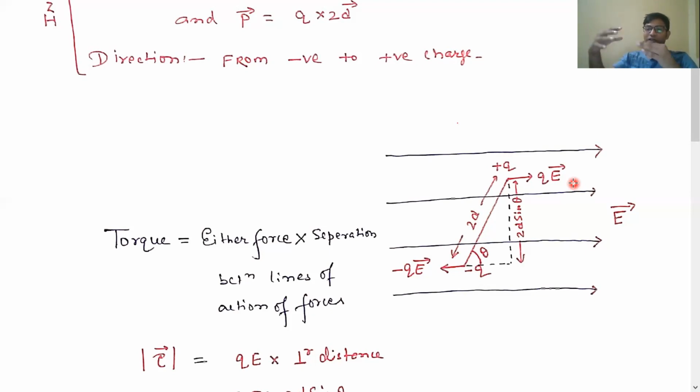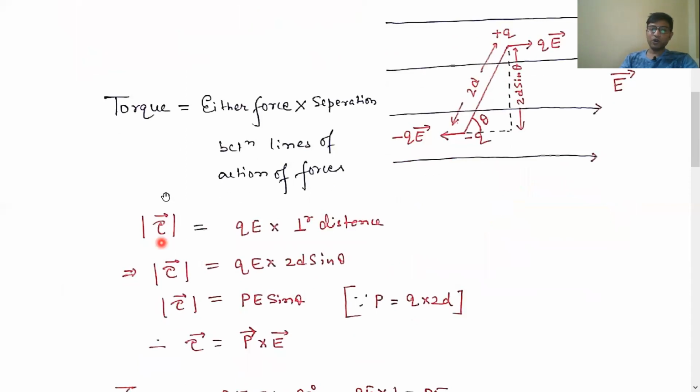They cause a turning effect, and this is why a torque will act over here and will try to align the dipole along the electric field direction. Let us suppose this is the dipole and this is the electric field direction. So it will align itself, which means it will start rotating. Our main ambition here is to find the expression for the torque acting on it.